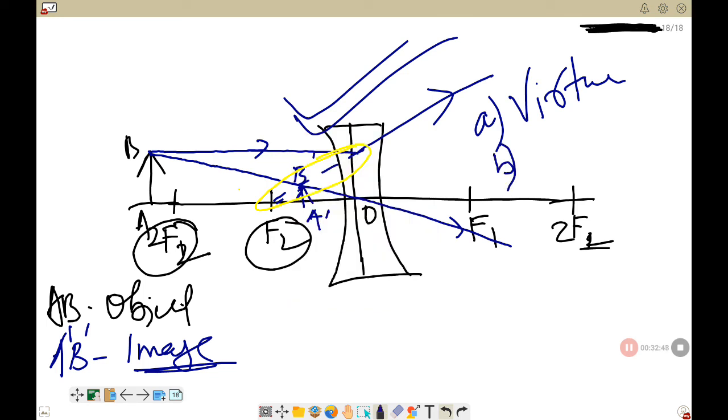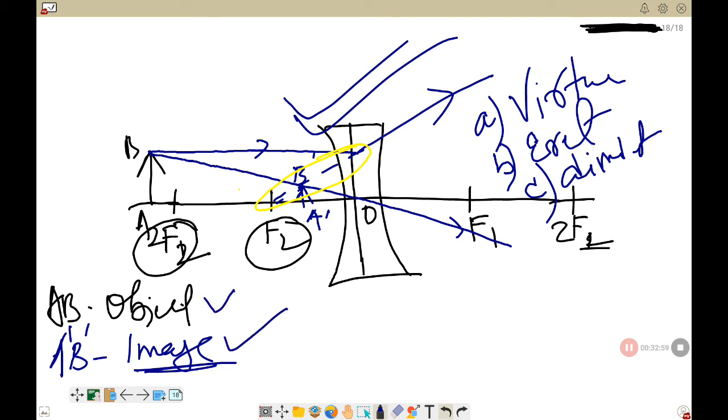Number B, the image is erect. And number C, it is diminished. You can compare the size of the image with the size of the object. So these are the 3 characteristics.